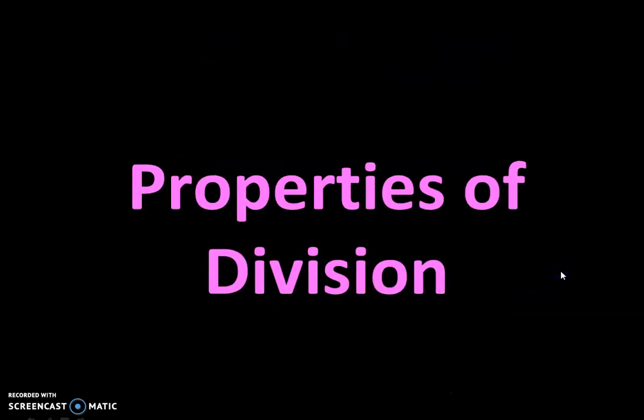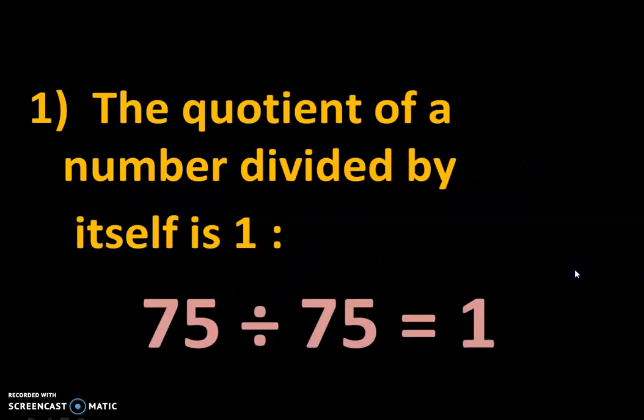Okay, so now properties of division. Under the properties of division, we have the first property: the quotient of a number divided by itself is 1. Any number divided by itself is 1. Here it is 75 divided by 75 is 1.